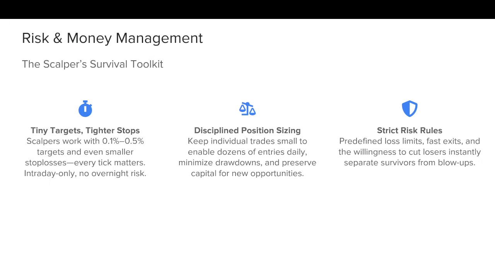Number 3, strict risk rules, predefined loss limits, fast exits, and the willingness to cut losers instantly separate survivors from blow-ups. So here, more than how much profit you get, it will matter how fast you cut your losses.